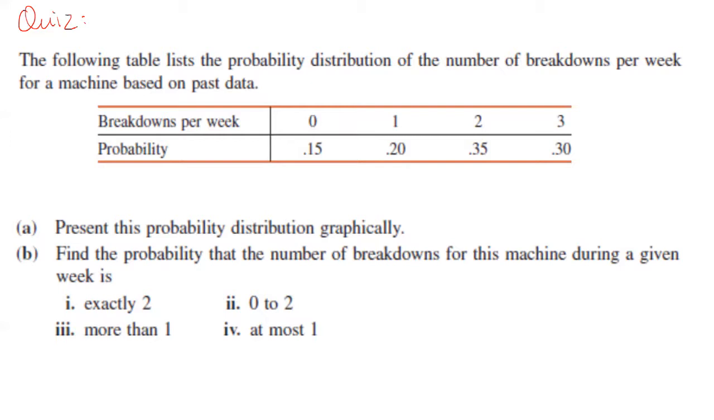Question B: find the probability that the number of breakdowns for this machine during a given week is exactly 2, 0 to 2, more than 1, or at most 1. So basically, it asks you to calculate the probability of the following 4 events, right? I'll give you 5 minutes to complete this question.